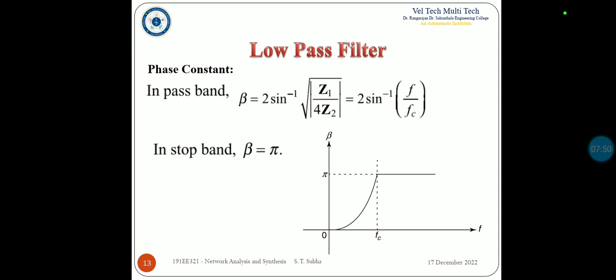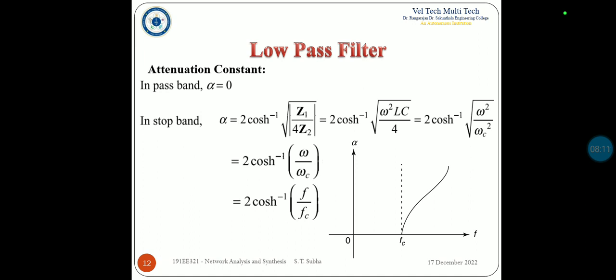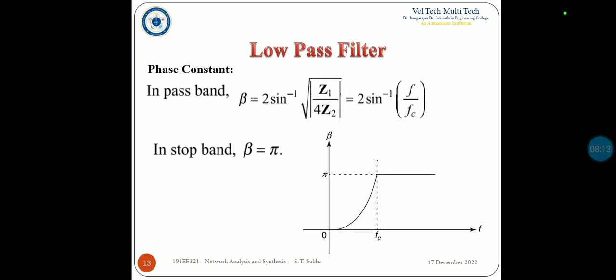Next, we'll derive phase constant for the low pass filter. In passband, beta will be equal to 2 into sine inverse square root of Z1 by 4Z2, that is equal to 2 sine inverse f by fc. In stop band, beta will be equal to pi. The figure shows the phase constant versus frequency characteristics. Here, beta will be equal to a constant in the stop band while it varies in the pass band.